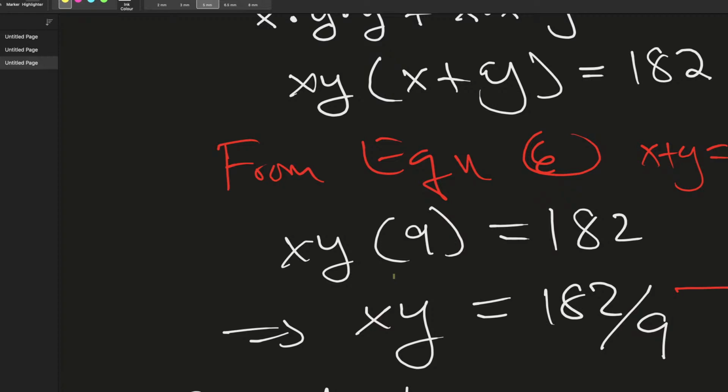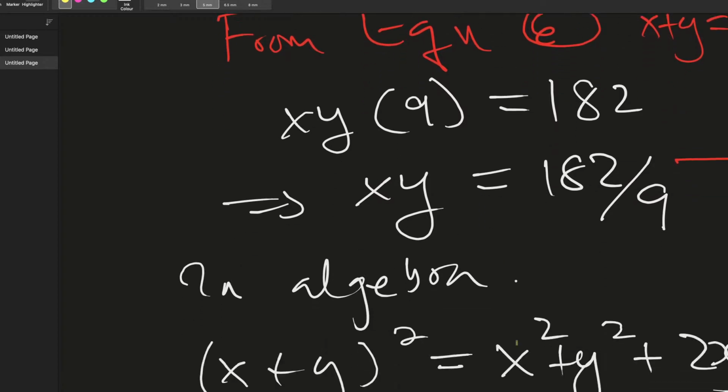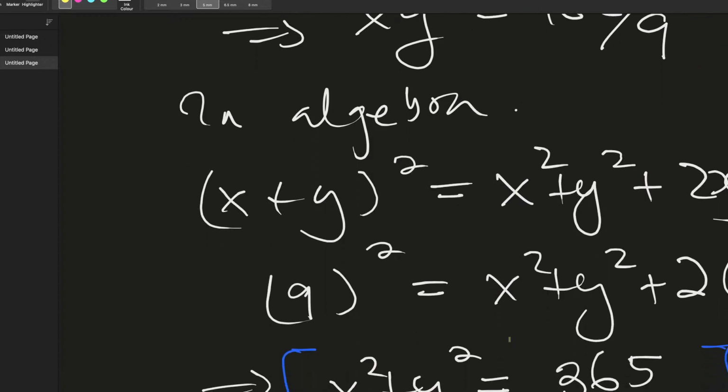Now, we know from the change of subject that if you have xy times 9 is equal to 182, then xy is equal to 182 divided by 9. Please don't forget, in our normal algebra, when you expand x plus y squared, you are going to get x squared plus y squared plus 2xy.